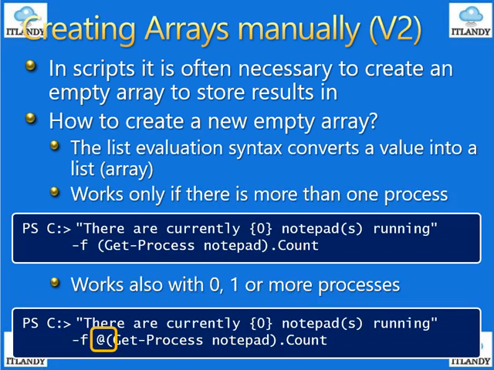Next, creating an array manually. Again, in scripting, it is necessary to create them empty to store values, as we highlighted earlier. Here it is a bit different, where you can have more than one process returning different values, and you can see it work also with 0, 1 and more processes. And you can see the sign of the @ sample.